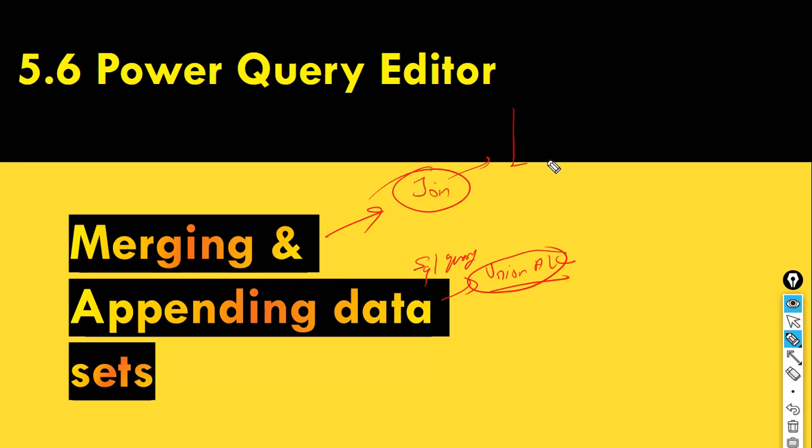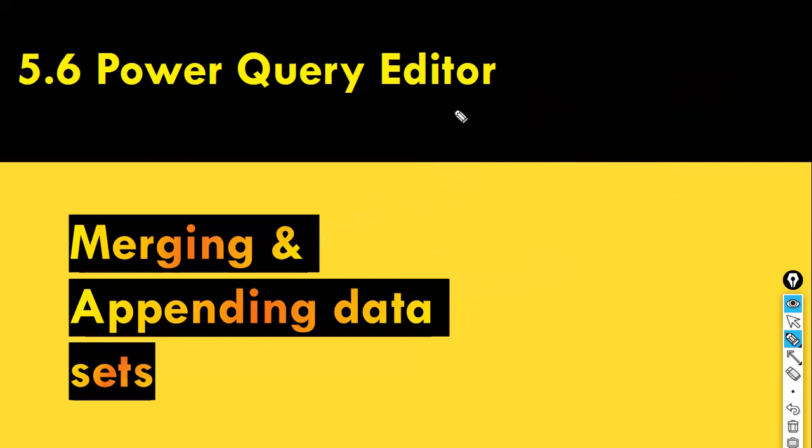Okay. For example, I have table 1 and table 2. I want to combine these two tables into a single table. Then I need to have a common column available here. So what do you mean by common column? Okay, I will just write it here.